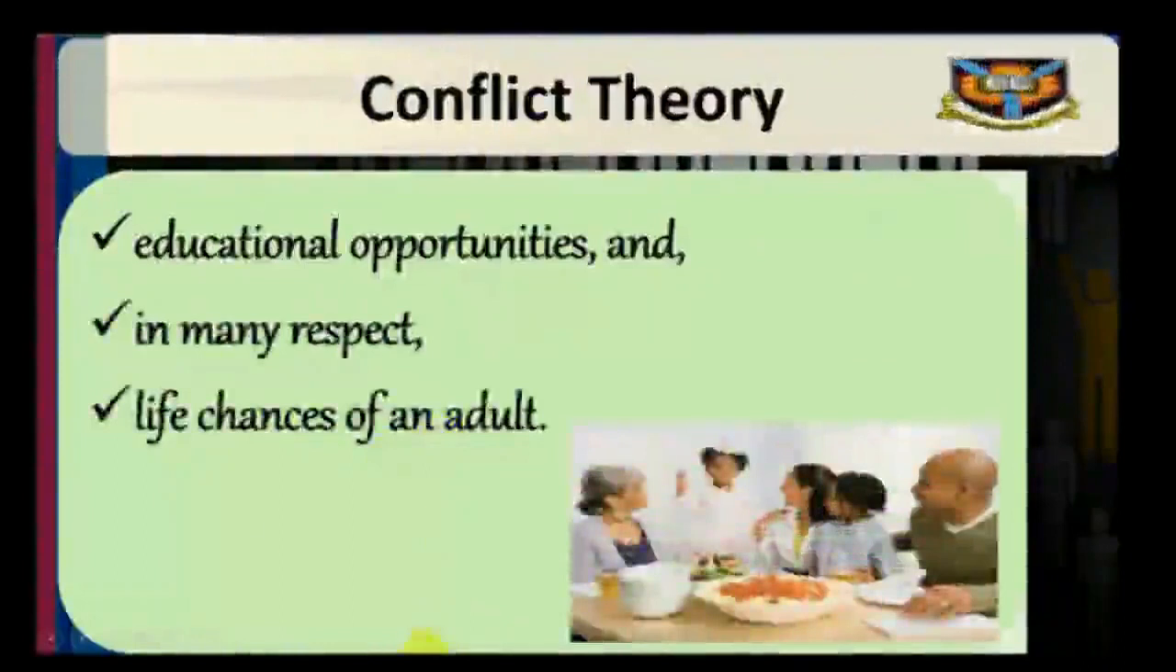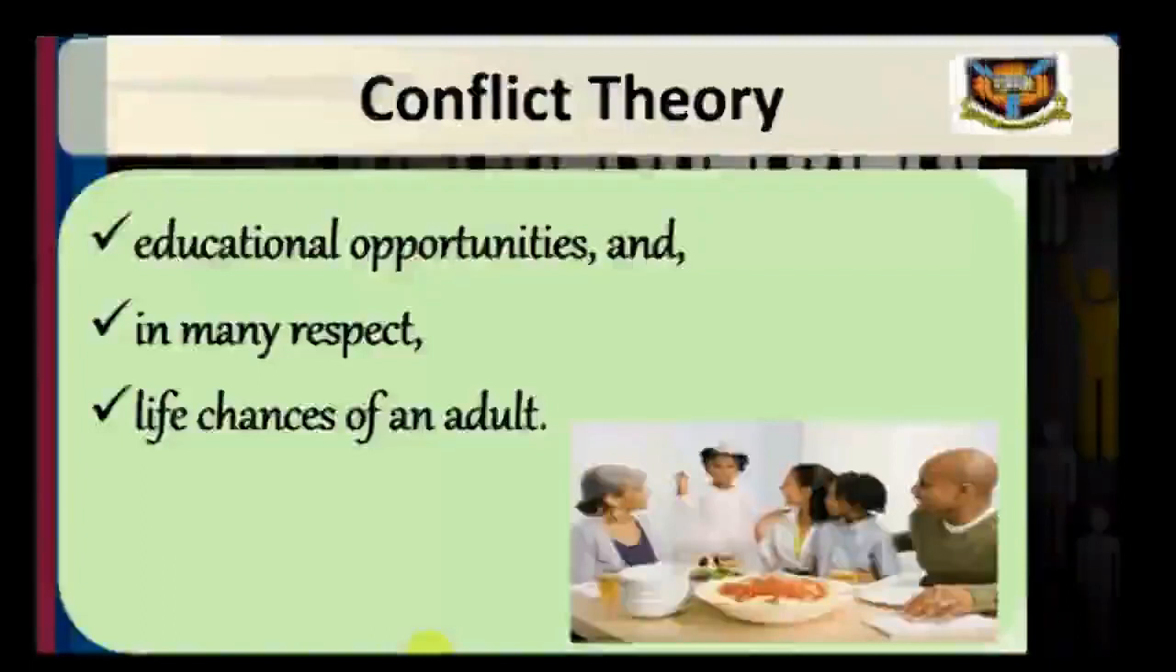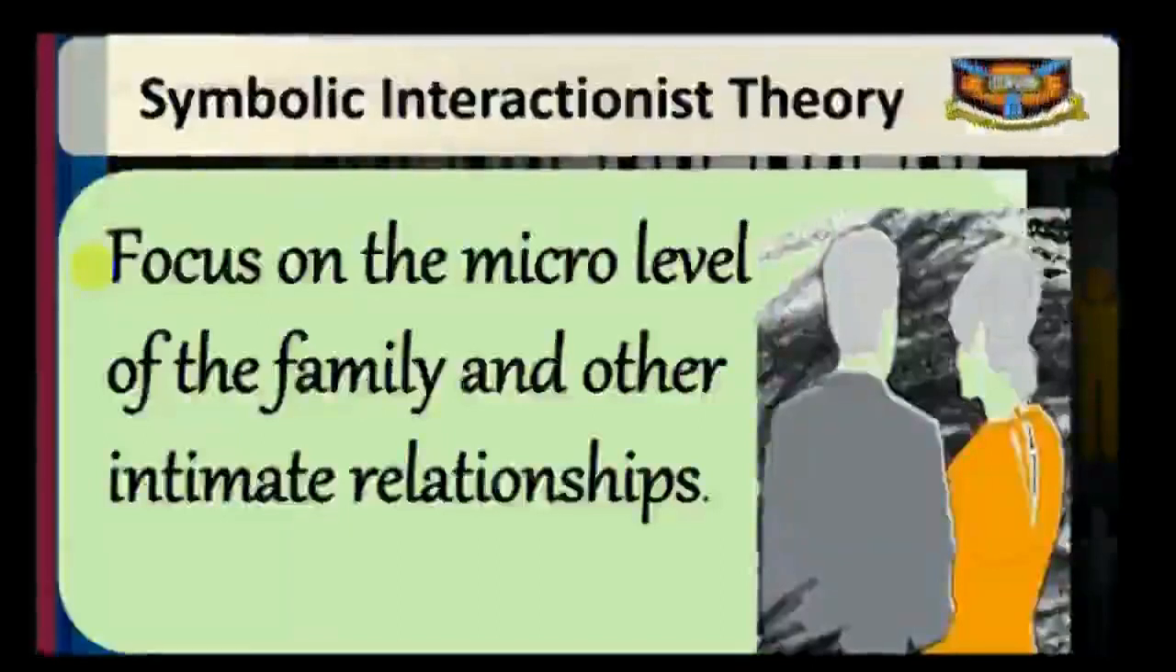For that reason, conflict theorists argue that the family helps to maintain inequality. 3. Symbolic interactionist theory. Sociologists have also used the symbolic interactionist theory to examine the concept of the family. Interactionists focus on the micro level of the family and other intimate relationships.